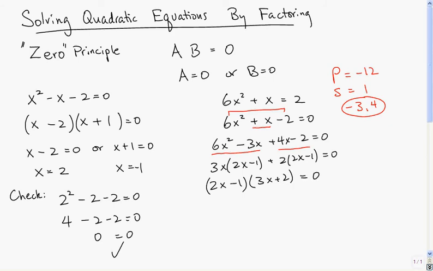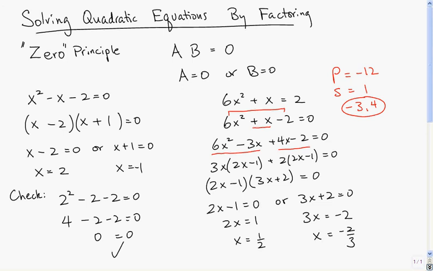So now that we factor the left-hand side, we can take advantage of this zero principle. Either the first factor, 2x minus 1, is equal to 0, or the second factor, 3x plus 2, is equal to 0. And these, while they're not quite as easy linear equations as the ones we saw in the first example, they are still pretty simple to solve. I'll solve the first one by adding 1 to both sides, and then dividing by 2. And I get x equal to 1/2. On the next one, I'll subtract 2 from both sides, and I'll divide both sides by 3, and I get x equal to negative 2/3.